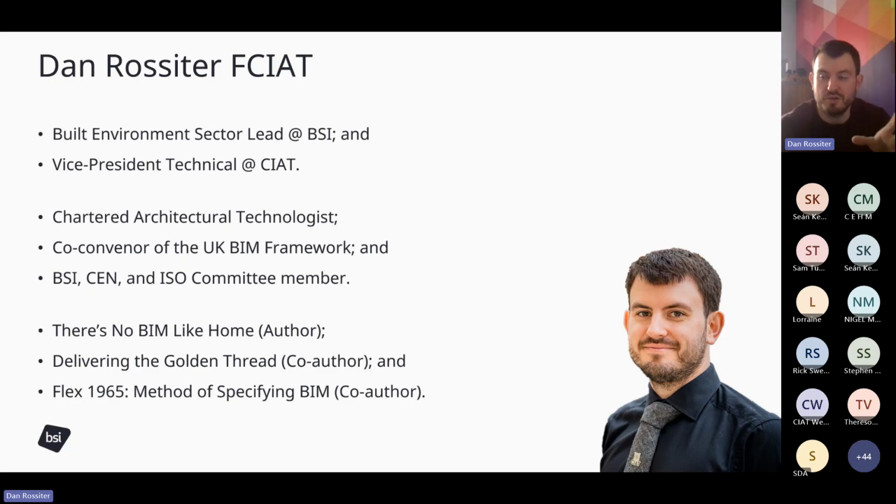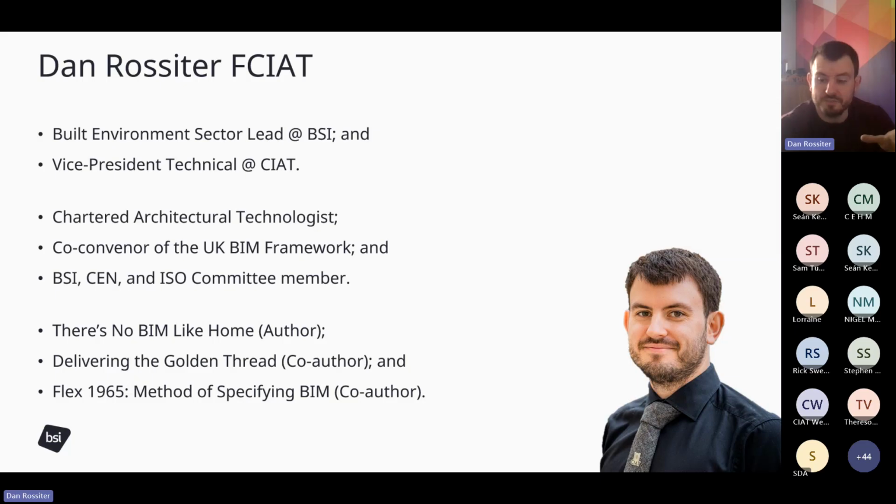And a big part of what I try to do is kind of future gaze, speak to large organizations, governments, industry bodies to understand where standards and our standards services can help support. So in doing so, I get involved in lots of different areas. Part of that is why I became VP Technical for CIAT, because I deep dive into a number of those areas, in particular around digital and modern methods of construction.